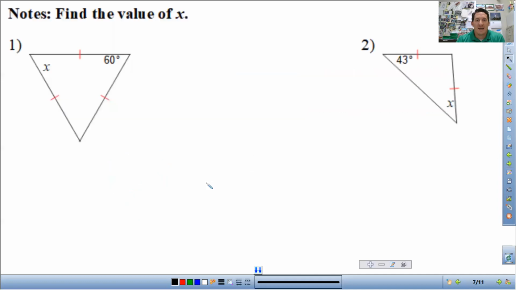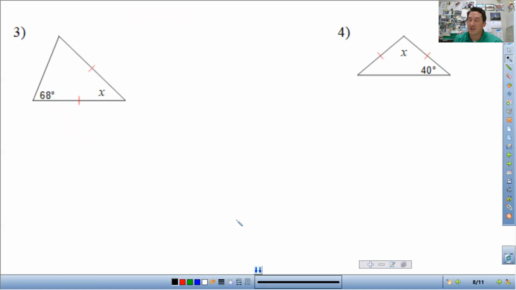All right, so examples. Find the value of x. This is pretty simple. This is an equilateral triangle. We can see that it's equilateral because all three sides are marked off. So that means all the angles are equal, and if all the angles are equal, that means this is 60 degrees. This is an isosceles triangle, it has two sides that are the same. Since the two sides are equal, that means the base angles are equal. So since that's 43, this also has to be 43. Easy as that.